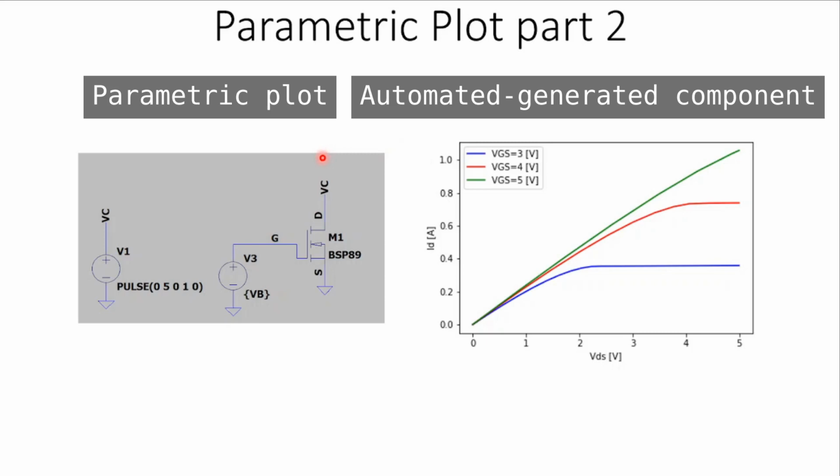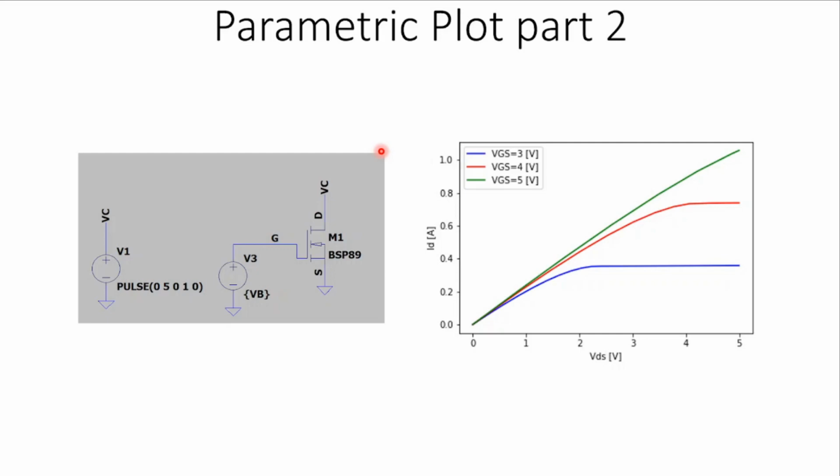The automated component edition will be very helpful in case we want to simulate a random component and we don't want to draw a symbol, because it can help you automatically generate a symbol to fit the Spice model that you download from the website. But let's first focus on another example about the parametric plot, in our case the MOSFET.